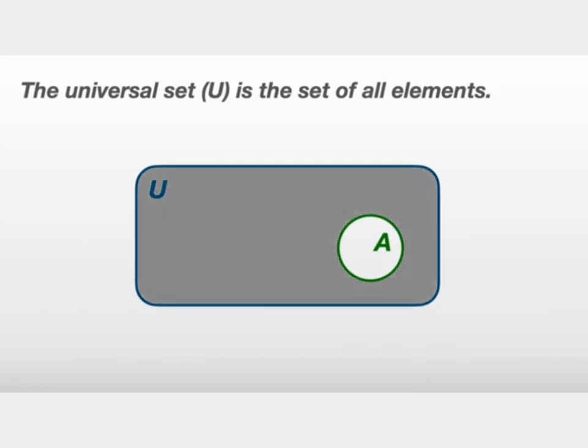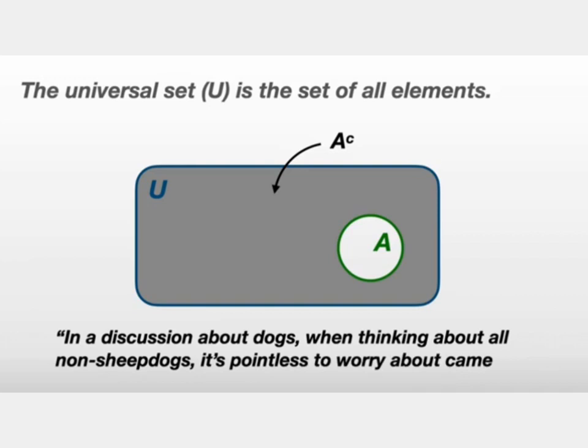If our set A isn't a subset of something specific, we usually assume the complement of A is with respect to the universal set. And what that universal set is depends on context. This quote from The Foundations of Mathematics by Stewart and Tall sums it up nicely. In a discussion about dogs, when thinking about all non-sheep dogs, it's pointless to worry about camels.